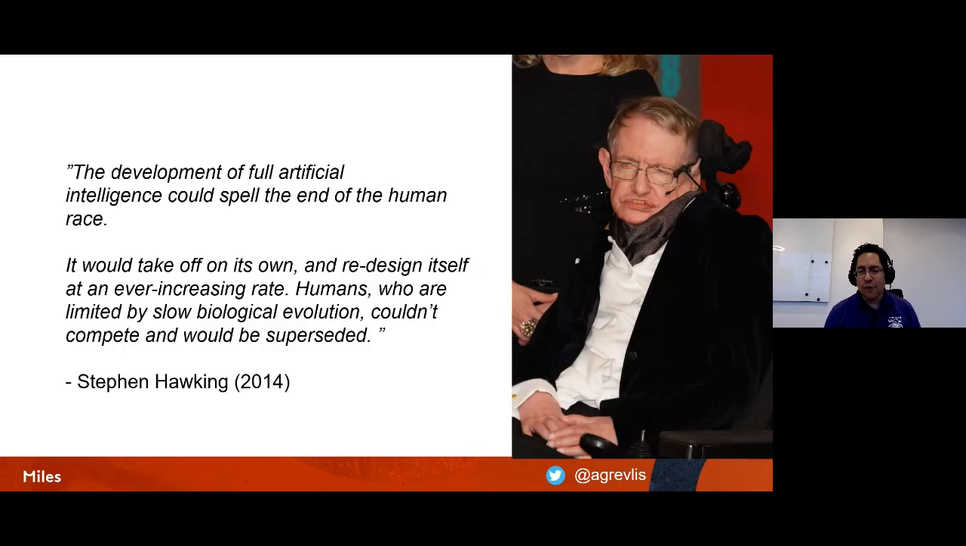And we also have Stephen Hawking. He said that development of full artificial intelligence could spell the end of the human race. It would take off on its own and redesign itself at an ever-increasing rate. Humans, who are limited by slow biological evolution, couldn't compete and would be superseded. These guys said this in 2014, but there are people who said things further back in the past. Let's have a look at what they said.